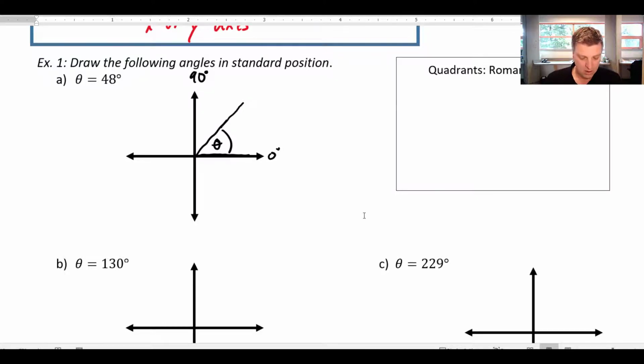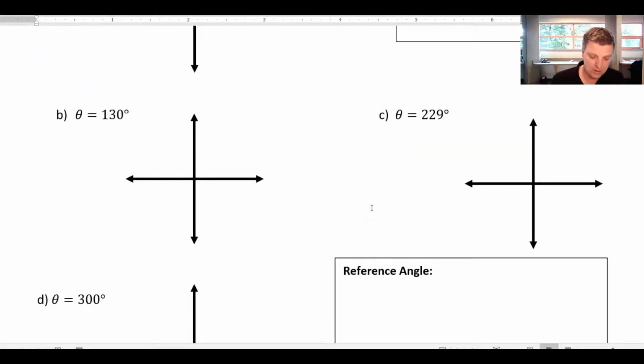Okay, so if this is 130 degrees, if there's 0 degrees and that's 90, and over here is 180 degrees, well then I know that I'm past the 90, but I'm not to the 180, so I'm going to do it somewhere approximately over here. And my angle theta would be this whole thing from there to there.